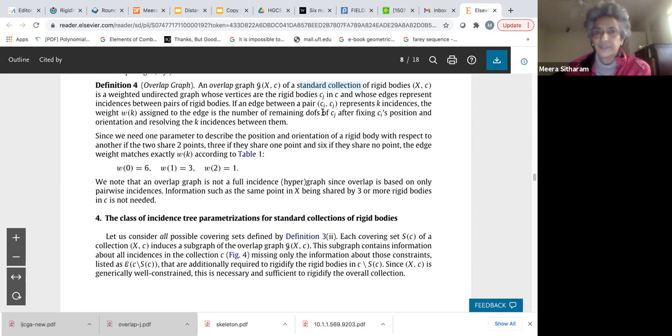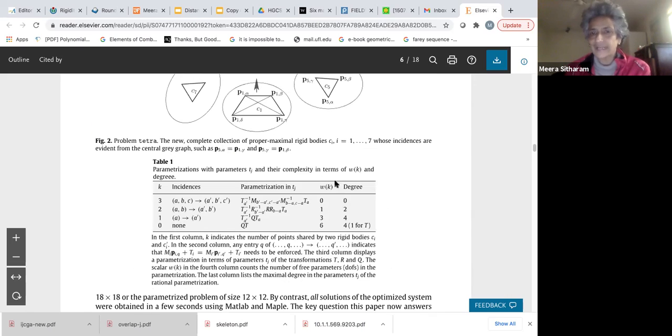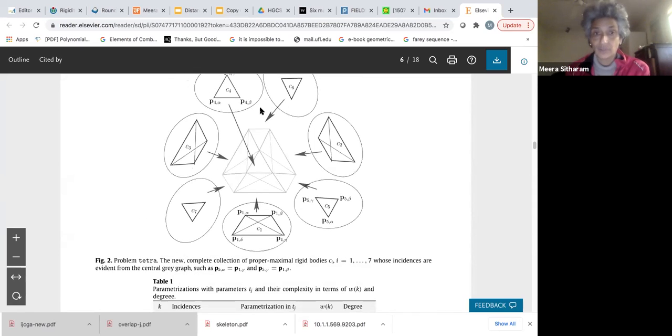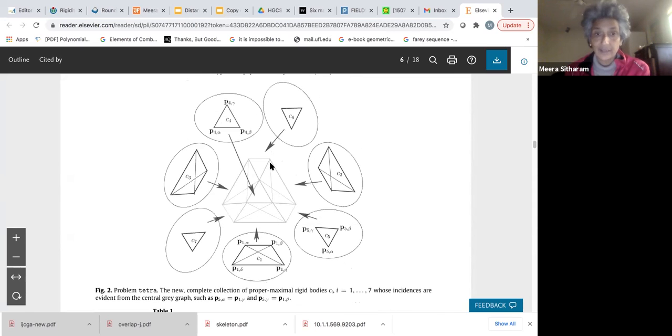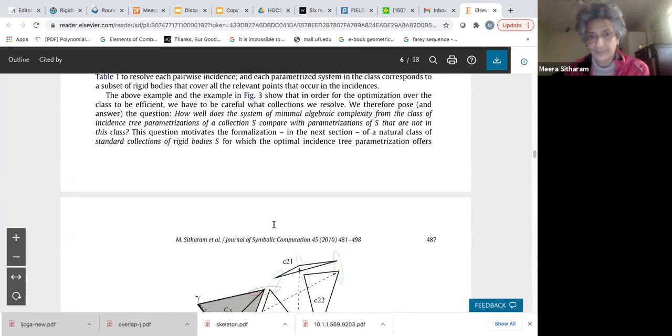And if an edge between a pair Ci, Cj represents K incidences in that table, the weight WK in that table that we just saw is assigned to that edge. So we're making a graph. Each vertex is a cluster, is one of these guys. An edge between them will have a weight depending on how much is in common. So for example, if you look at C4 and C6, they have in common a single vertex. So the K there is 3, WK in that case is 3, because once you fix this vertex, this guy can still move around, has 3 degrees of freedom. And the degree is something that we also consider.